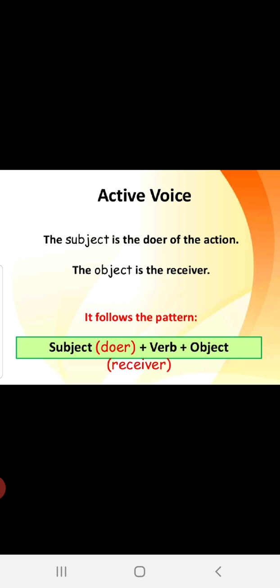It follows the pattern here. There is a simple rule: subject, doer or speaker, plus verb. The verb is compulsory because it becomes the communicating, helping verb. Action takes the words of the speaker, that is the subject, to the object, that is the receiver. Subject plus verb plus object. Very simple, only three here. Subject, verb and object. The subject is the person who is speaking, that is the doer. The verb will do the action of that subject. The receiver is the object. Fine.